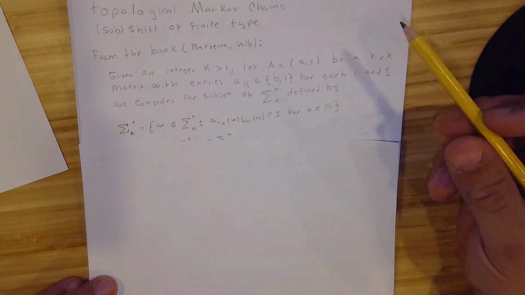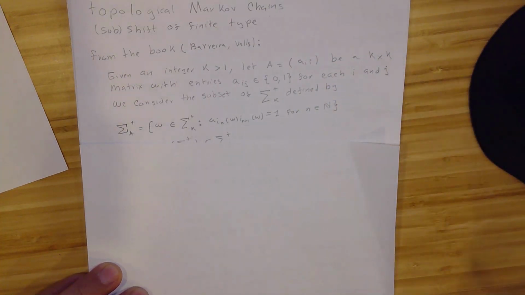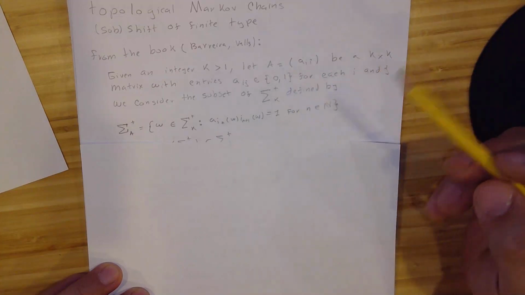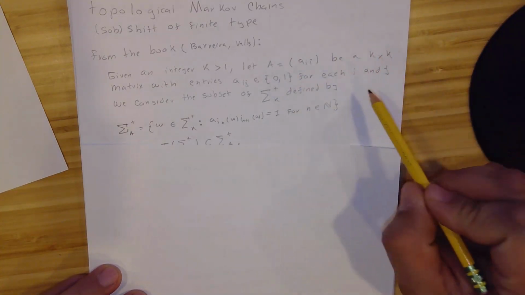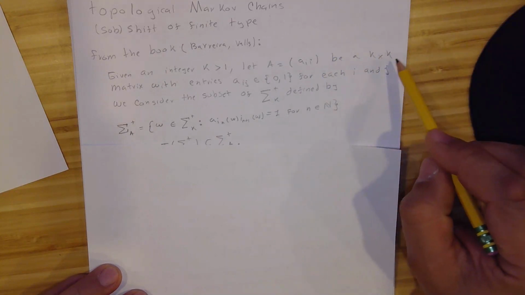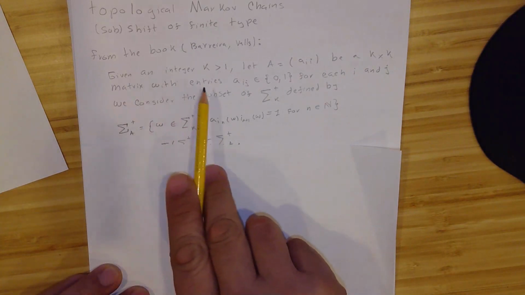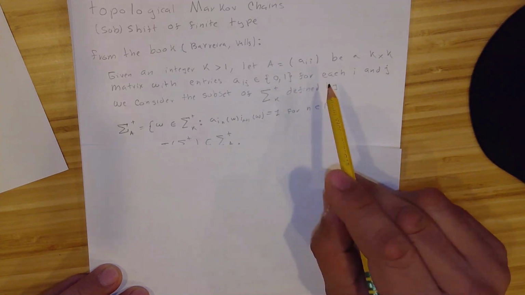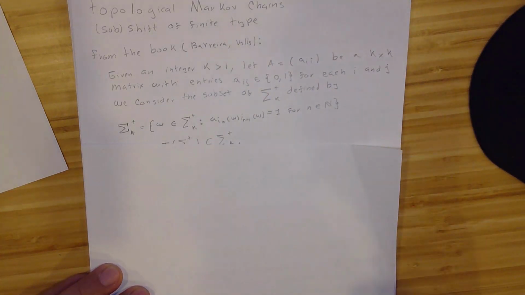So from the book we have that given an integer k greater than 1, we have a point in the matrix A. The matrix A is the transition matrix. We have a matrix k by k whose entries could be 0 or 1, right? So we have a transition or we don't have a transition.